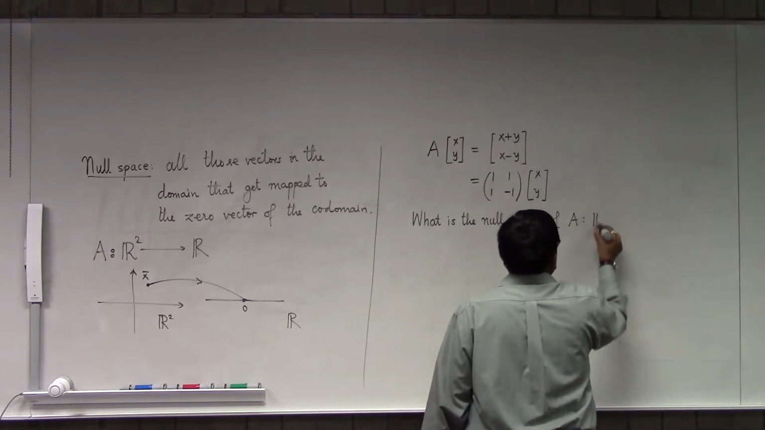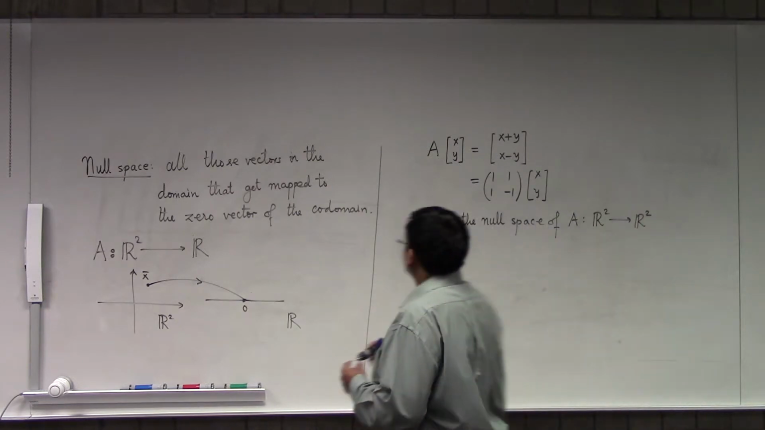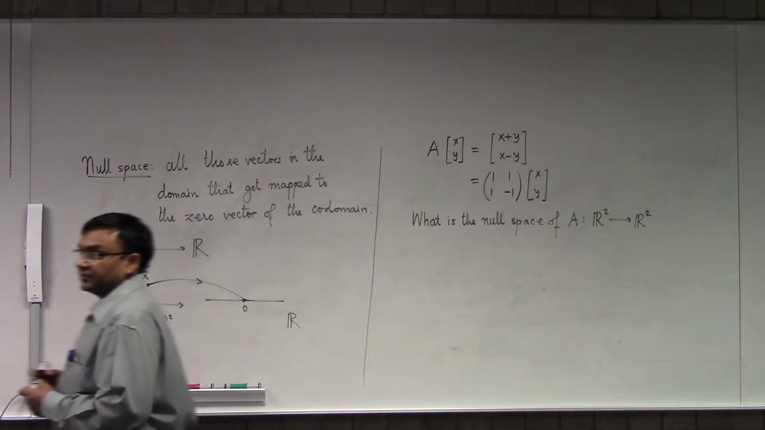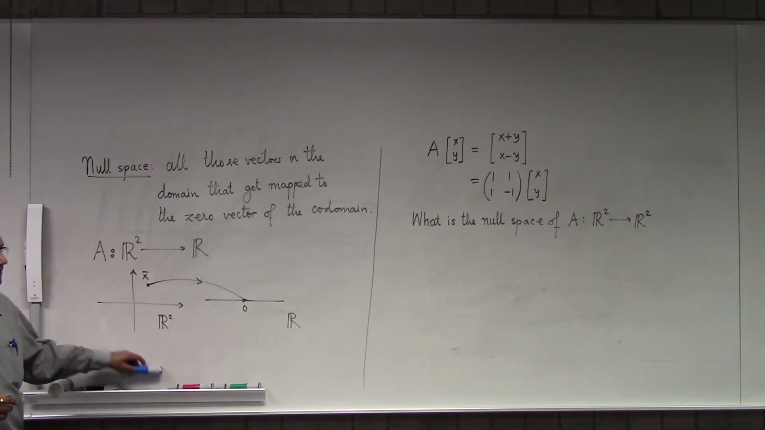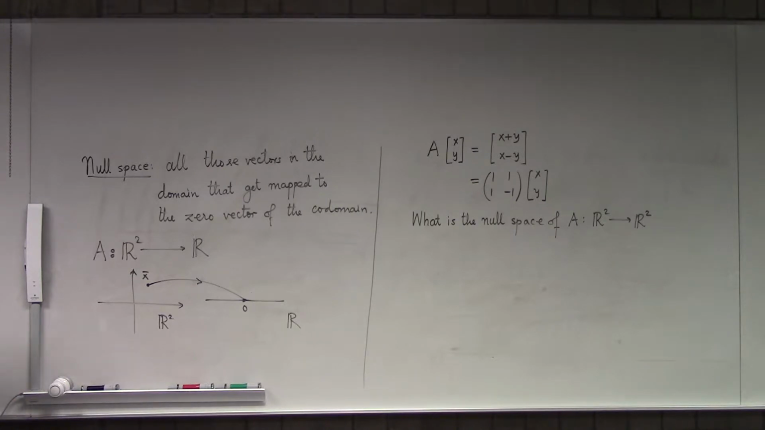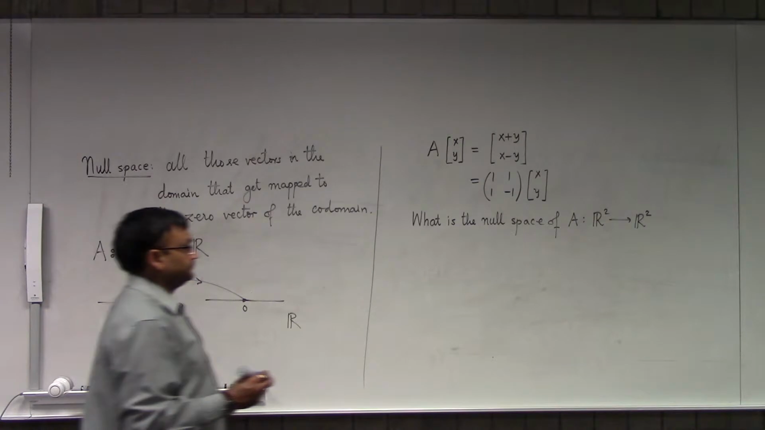This function, which is from R2 to R2. That means, what are those vectors which will map to the so-called zero vector? What are those vectors which will map to the zero vector?